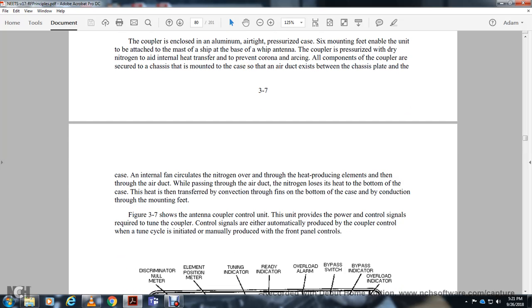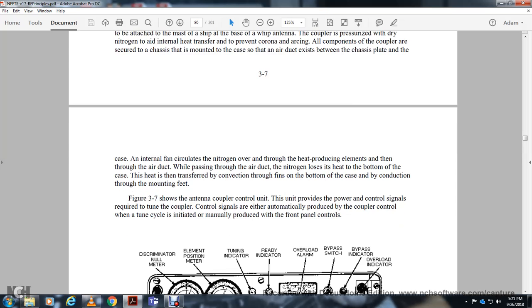Figure 3-7 shows the antenna coupler control. The unit provides the power and control signals to tune the coupler. The control signals are automatically powered by the coupler control, and the tune cycle is initiated by the front panel control.